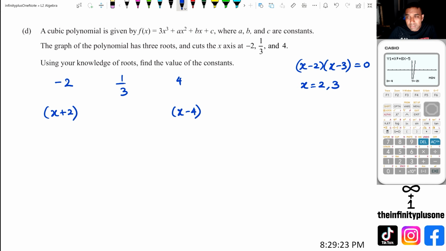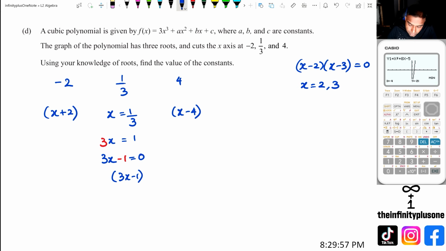Now, the most common mistake people make with the 1/3 is they write that as x minus 1/3. Now, I like to do it like this. I'm going to show you this backward step just a little bit. Imagine your root is 1/3. Now you cross multiply. You're going to get 3x is equal to 1, because I'm moving the 3 to the other side. Then I'm going to do 3x minus 1 equals 0. So then my last bracket is going to be 3x minus 1.